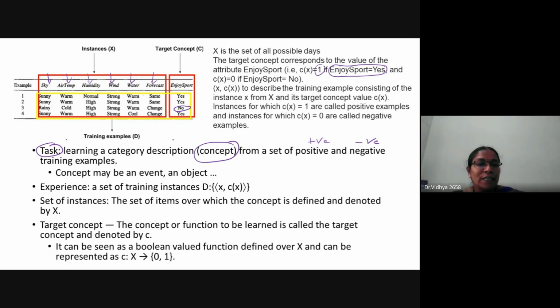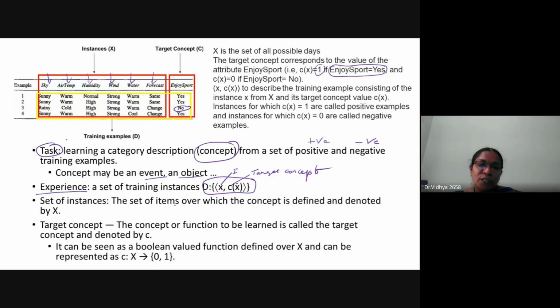Okay, so learning a concept. The concept may be an event or it may be an object, whatever it may be. So what experience are we gaining here? A set of training instances. So we will be getting a set of training instances over here, where X is the instance and C of X is the target concept.